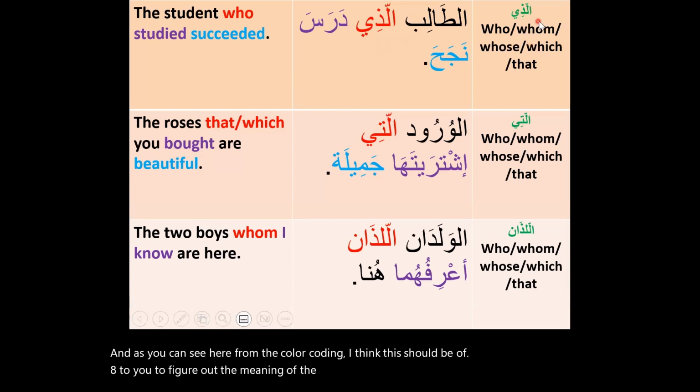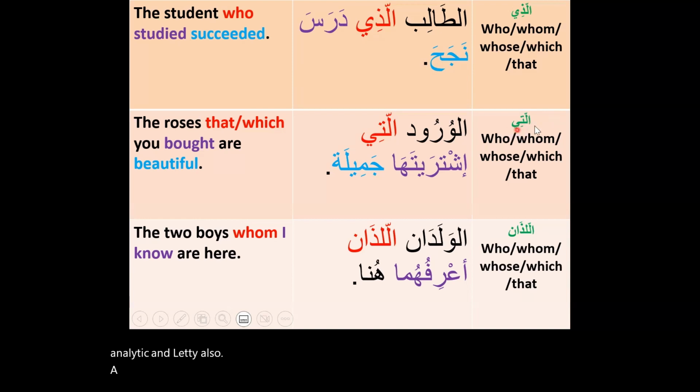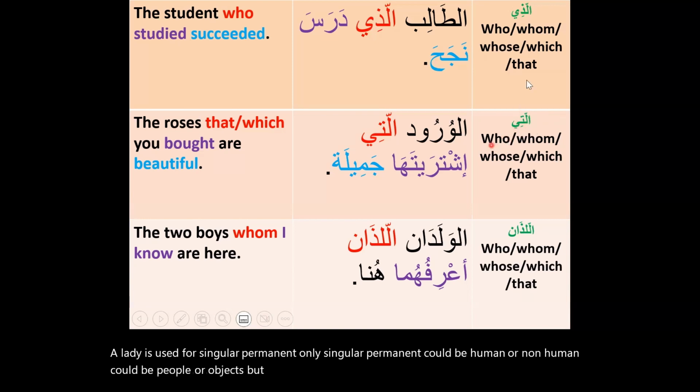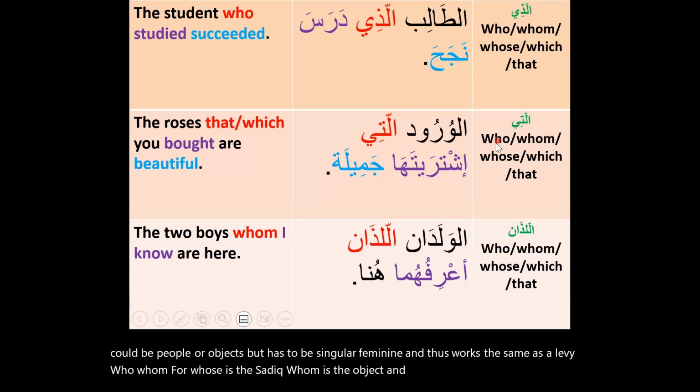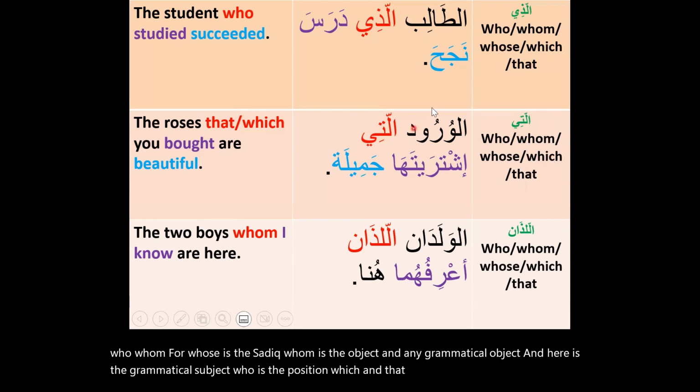So that's with reference to alladhi. We have allati. Allati is used for singular feminine only. Could be human or non-human, people or objects, but has to be singular feminine. And that works the same as alladhi: who, whom. Who is the subject, whom is the object, and I mean grammatical object, and here is the grammatical subject. Whose, the possessive, which, and that. So let's see the example here.